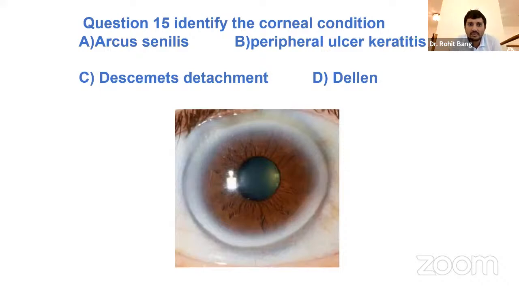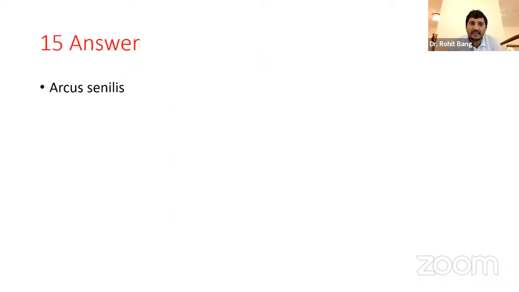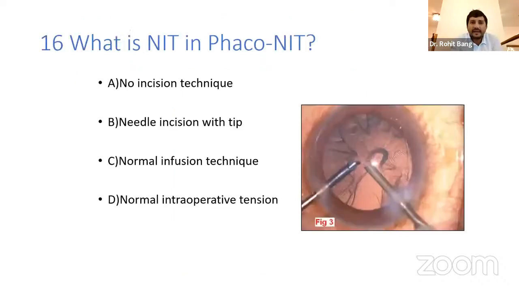So last 2 seconds, very simple. The answer would be it's a quiet eye. So it's not a PUK. You are seeing a clear cornea in the center. So no Descemet's detachment. There is no Dellen or saucer shaped depression. So it's arcus senilis.